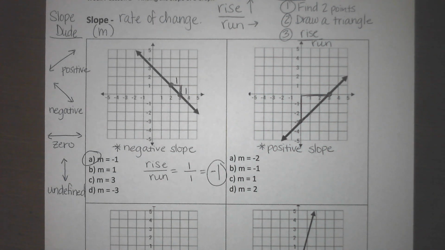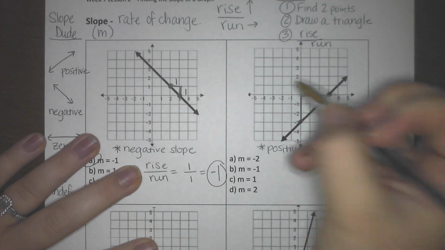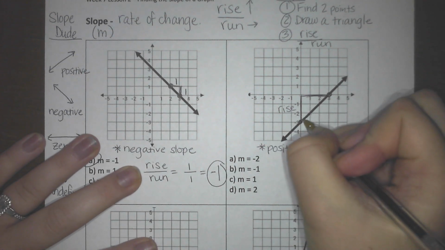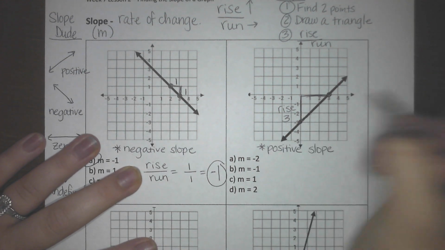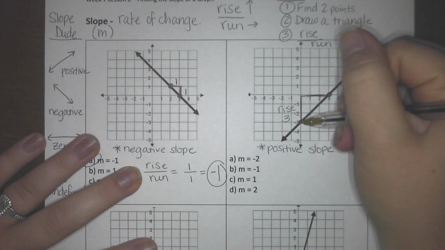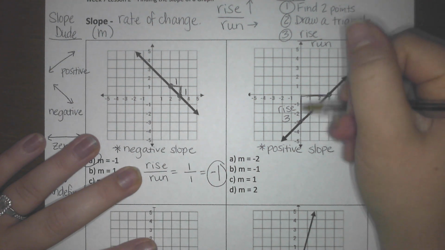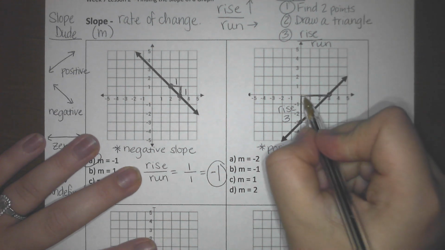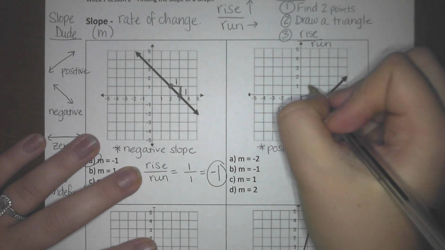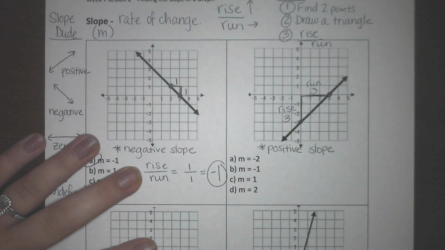Same answer. So looks like I have a rise of 1, 2, 3. You want to count the units, not just the boxes. You want to count how many spaces. So I have 1 space, 2 space, 3 space. And then here I have 1, 2, 3. So I have a run of 3.